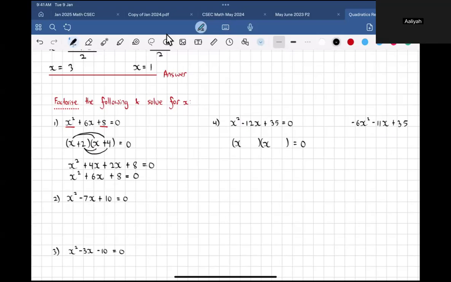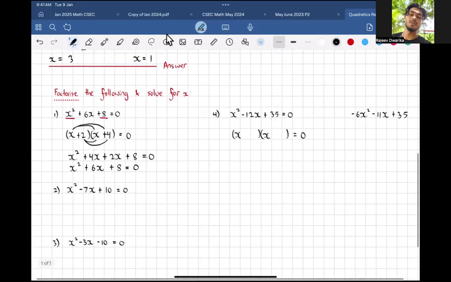You could do -7, right? -7 and -5. Yeah, because -7 minus 5 is -12, and -7 times -5 is 35. And then we expand it very fast.